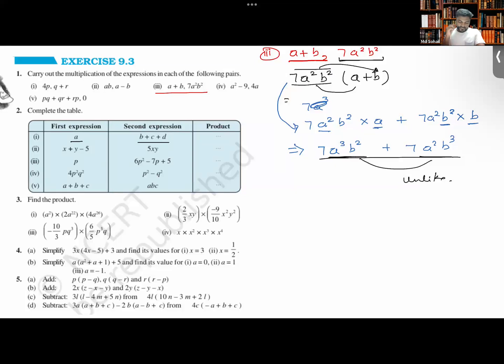Would you guys like to discuss any questions of exercise 9.3, question number 2? I guess all of them are simple, sir. See, question number 5, this one here: a plus b plus c multiplied by abc. Okay, solve this one.